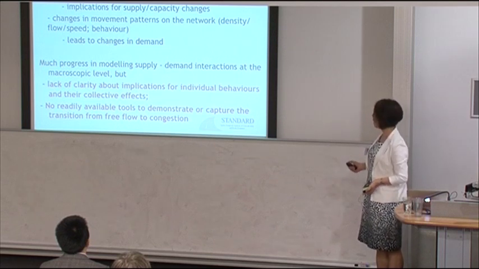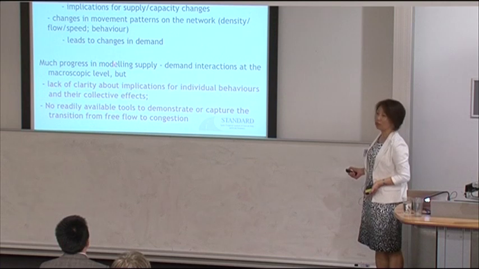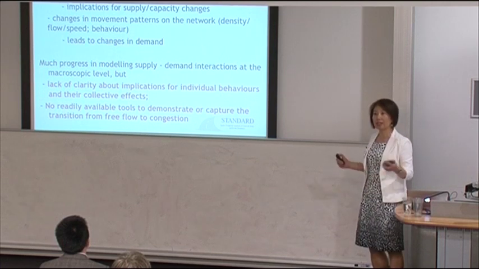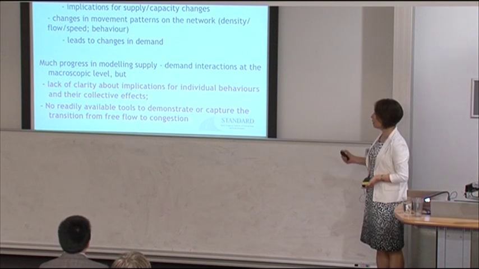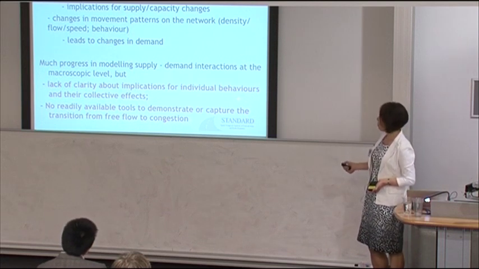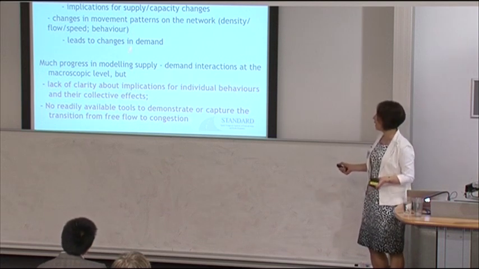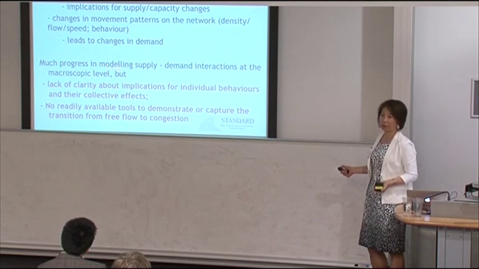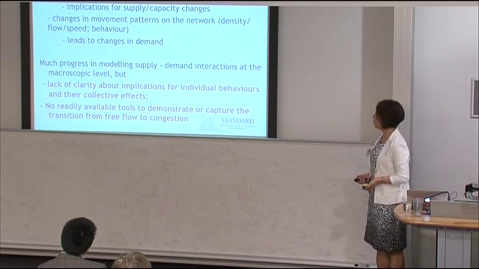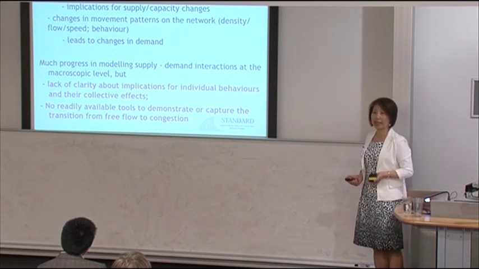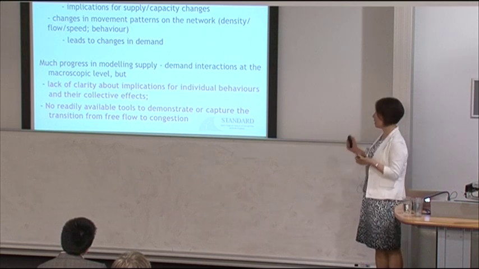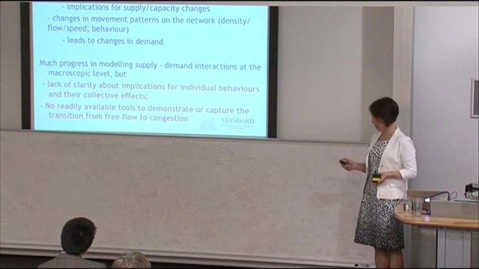So we can say there has been a lot of progress in modeling supply and demand at the global or macro level. But what is really implied, as I said already, for the behavior, especially their connective effect on the network, is a little bit missing. And there are also no readily available tools able to demonstrate or capture the transition from free flow to congestion.